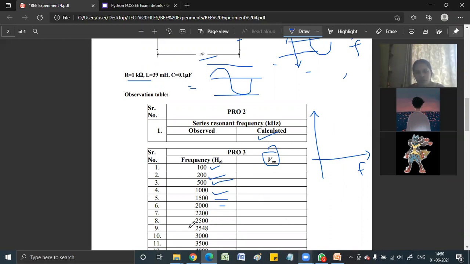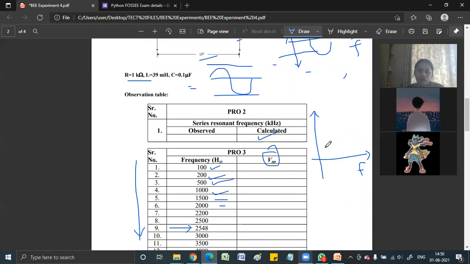2548. Okay, and there is a frequency over here that we have purposefully taken. That is 2548. You can see this, right? 9th serial number is 2548. Okay, so while varying the frequency of the input, you're also going to take a frequency of 2548, and we are going to ultimately prove that this frequency is the resonant frequency, right?